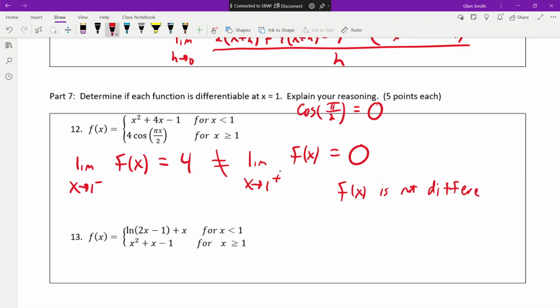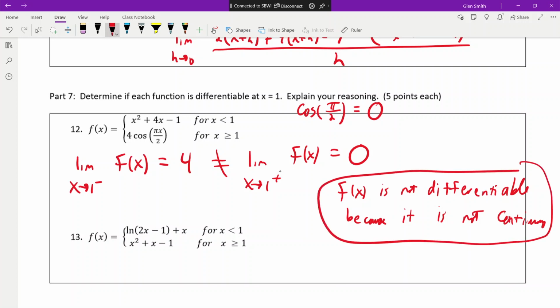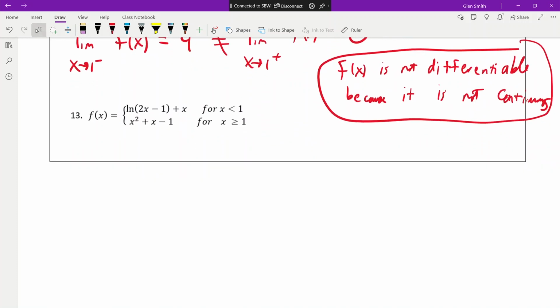Because they're not equal, f of x is not differentiable because it is not continuous. That's all you got to do. You don't need to derive it or anything. Does that make sense? Good talk.